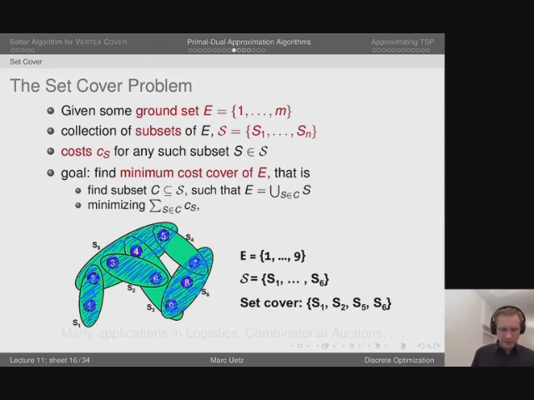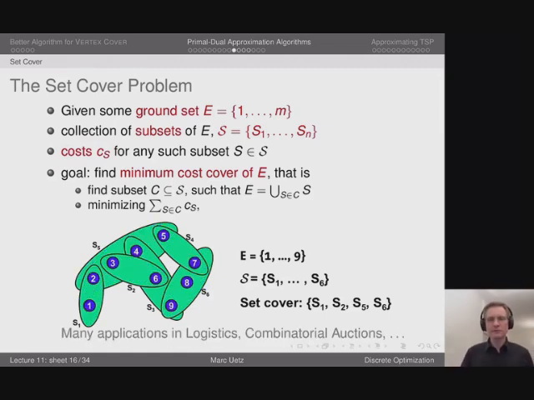And then in general, the objective function is to minimize the total cost of the subsets that I select. And I gave you one example, but the set cover problem is a very universal problem that has a lot of applications, not only in logistics, the example that I just explained, but also, for example, in combinatorial auctions.